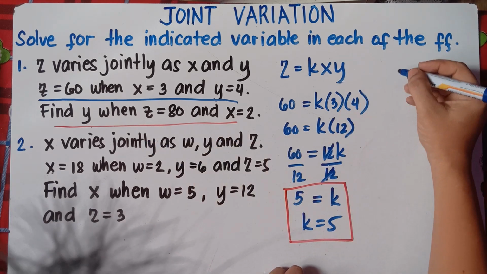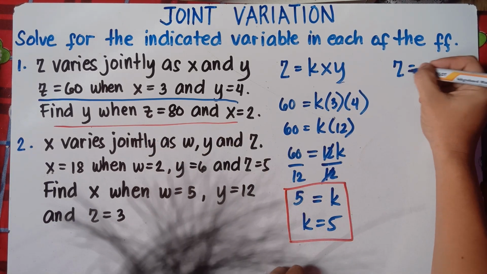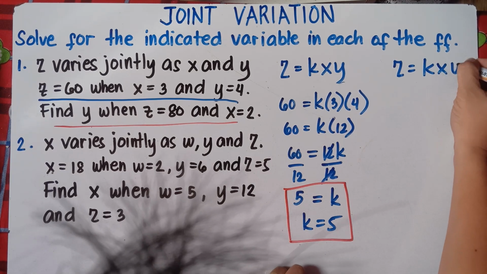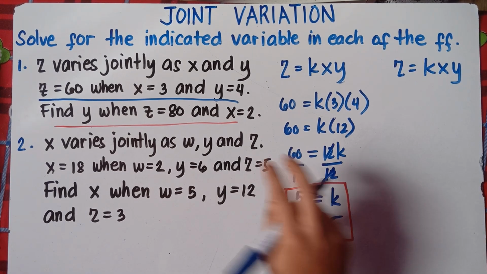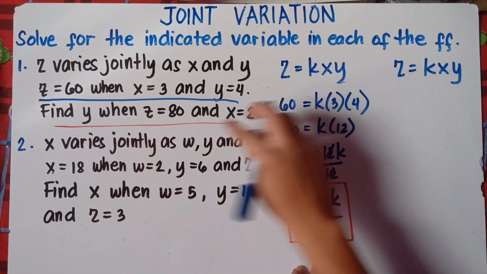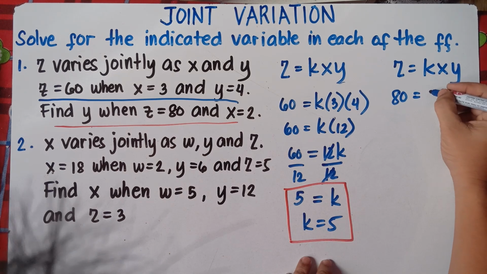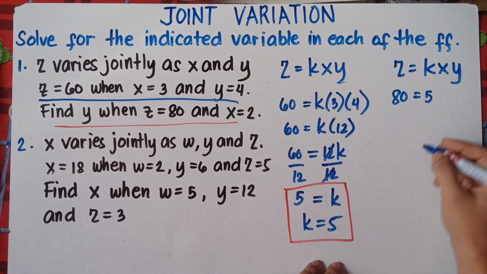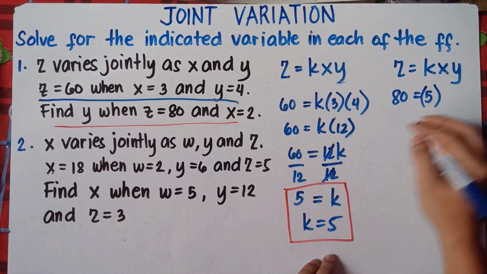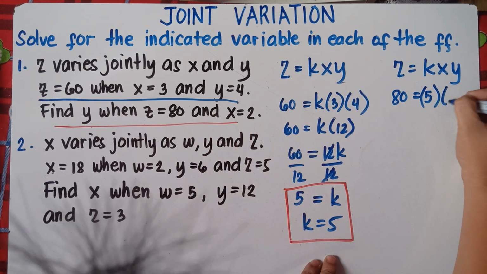So once again, copy the equation: z equals kxy. For the last statement, we have z is 80. So 80 equals, and we already have the value of k, which is 5, multiplied by our x, which is 2.